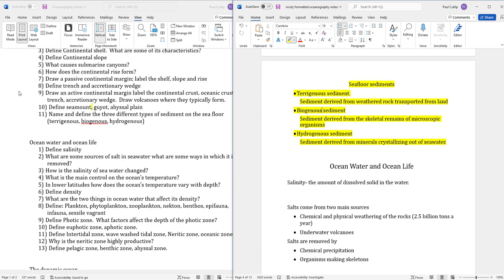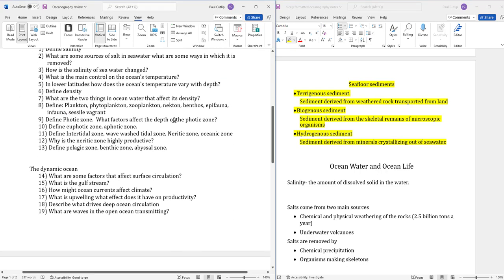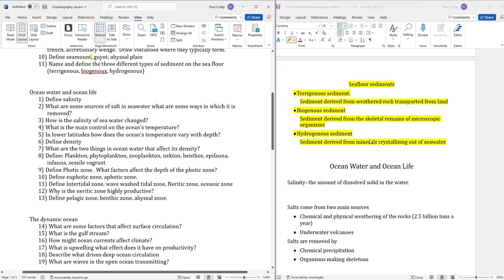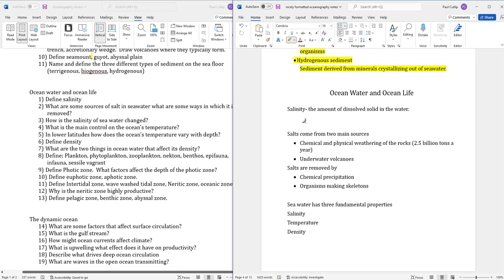Okay, so that's the first unit of the oceanography. Let's move on to ocean water and ocean life, right? And so we come down here. It's just right next to the notes. Define salinity. Well, here we go, right? Simple enough. There it is right there. Salinity is the amount of dissolved solid in the water.